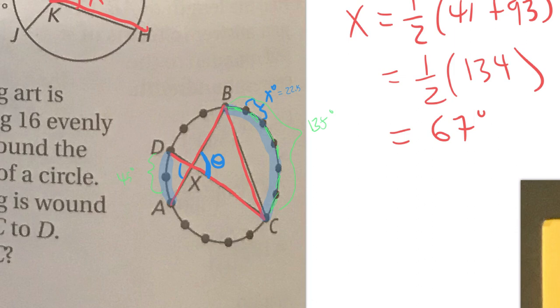So then we could just use that formula that we already know that says that theta would therefore be equal to 1/2 of 45 plus 135. 135 plus 45 is 180. So theta is going to equal 1/2 of 180, which happens to be 90. Okay, so that's how you do that one.